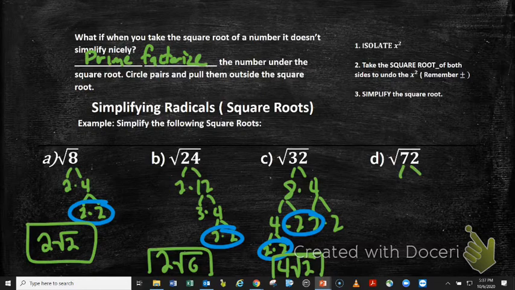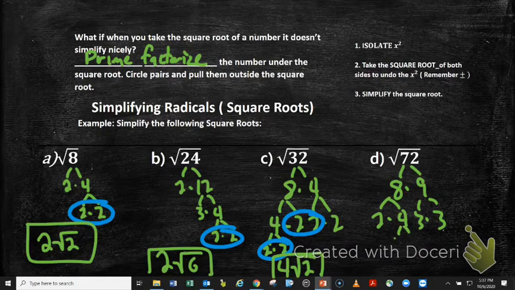72. First thing that comes to mind is 8 times 9. 9 can be broken down as 3 times 3. That's 2 times 4, and that's 2 times 2. We're looking for pairs, so I have a pair here and a pair here, and what's left over is that 2 that's not circled. So I'm going to pull a 2 and a 3 out and multiply them together to get 6 square roots.